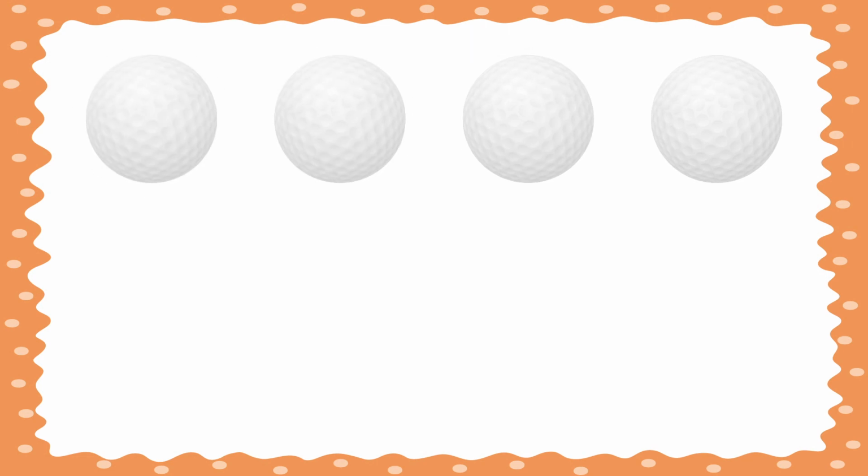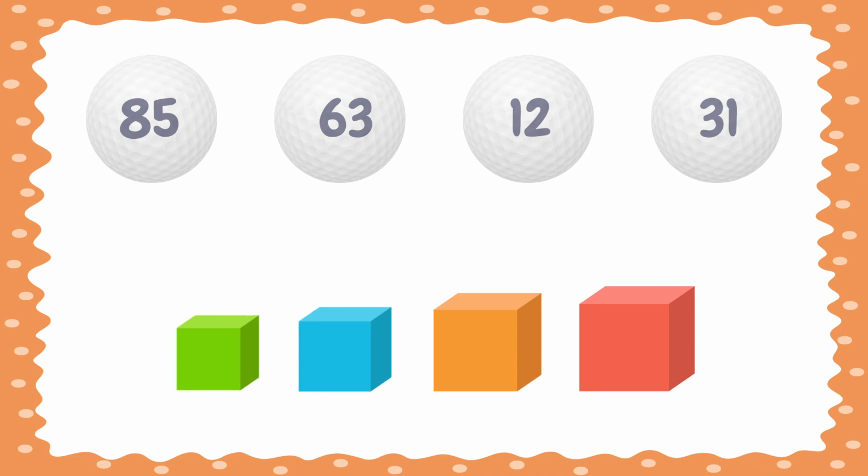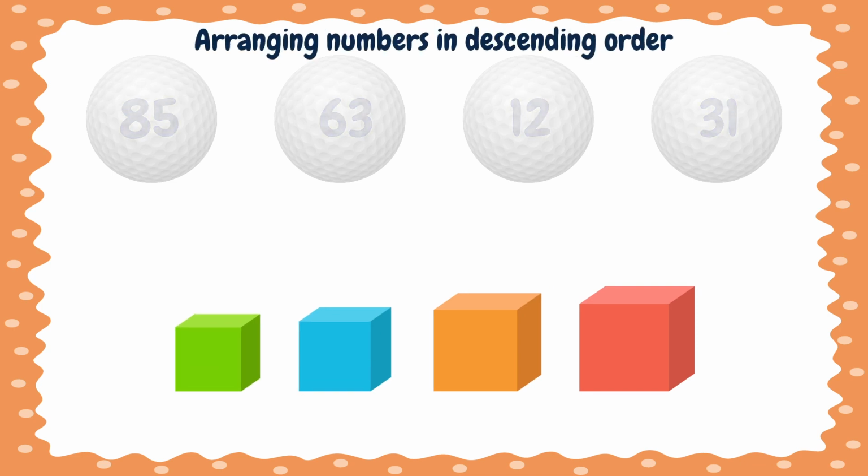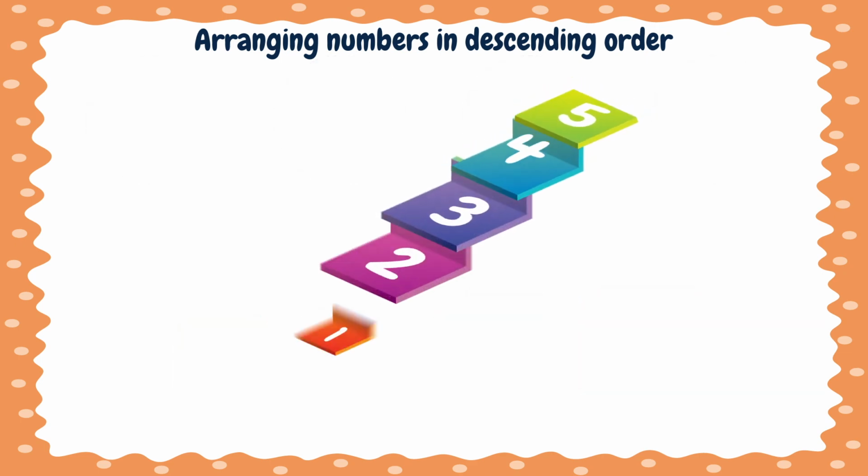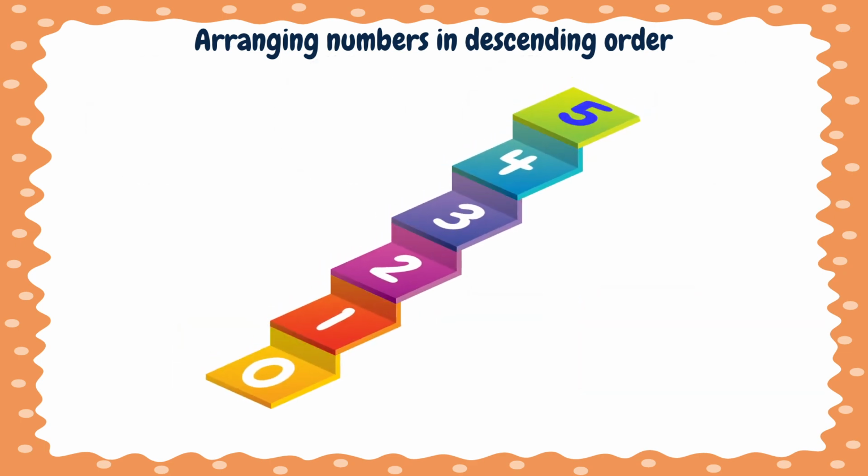Here we have these balls, and each ball bears a number. We want to arrange these balls in descending order and put them on these boxes. Do you remember the descending order? It's like going down the stairs. We start with the largest number, then the smaller ones, until we reach the smallest number. This is why it is called a descending order.